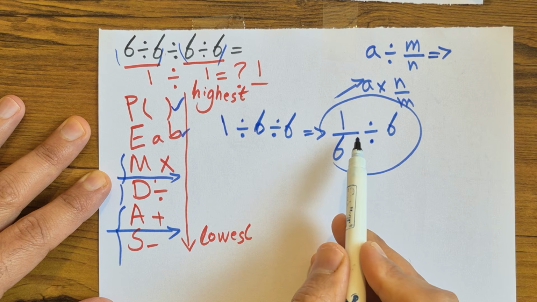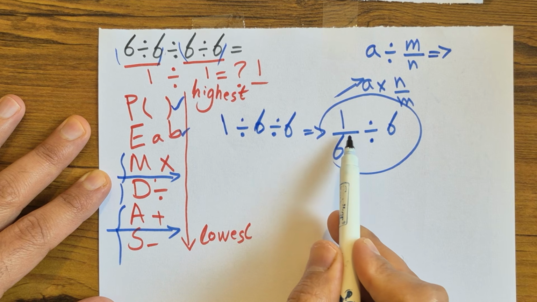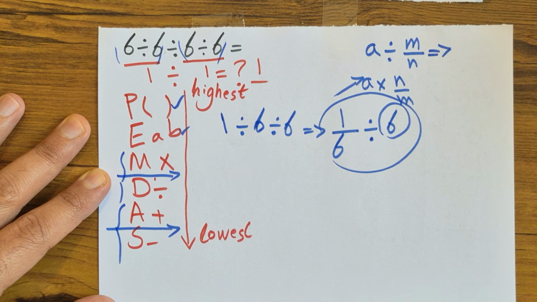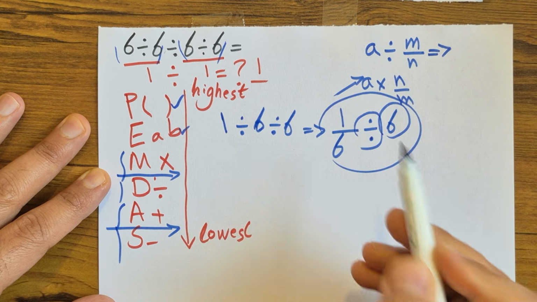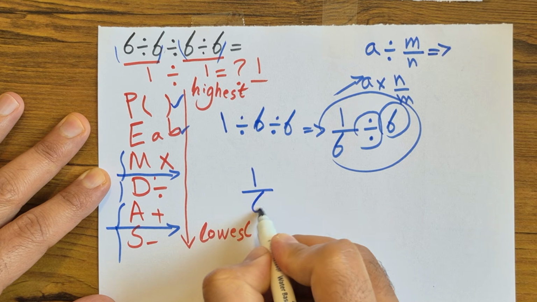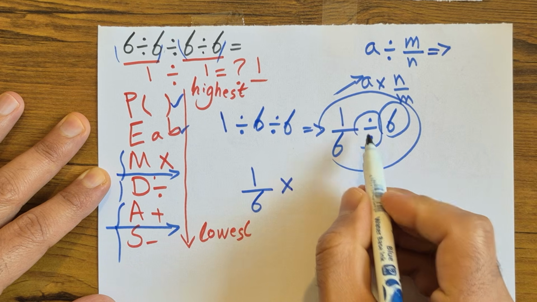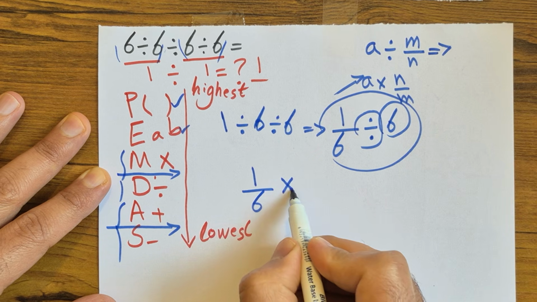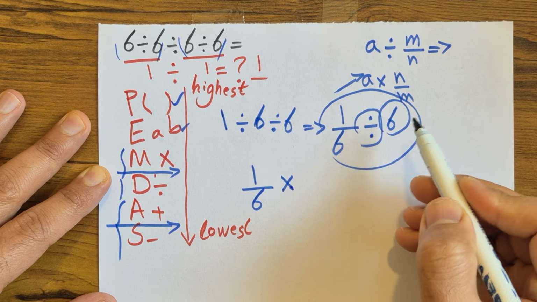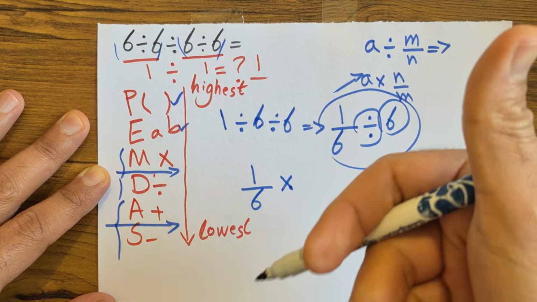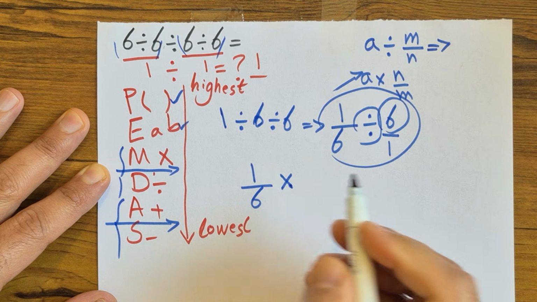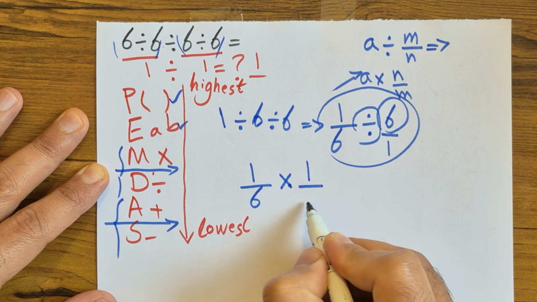When you want to divide a number by another number, change the second one into the reciprocal and turn the sign into the multiplication sign. So 1 over 6 multiply. I change the division sign into multiplication, and you must change the second number into the reciprocal. In other words, flip the upper part and the lower part.